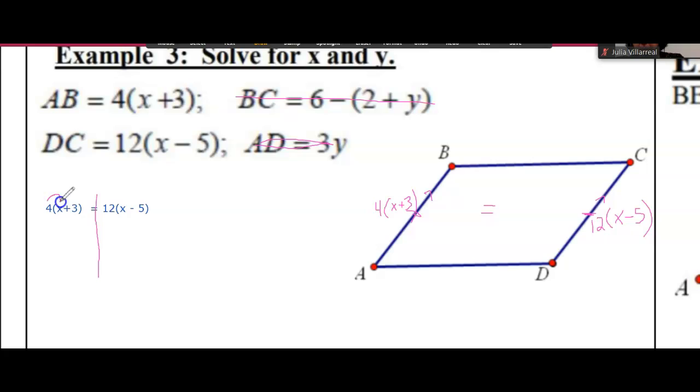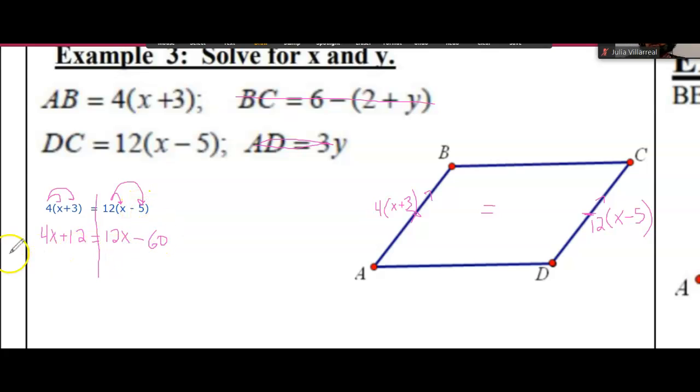Okay, so we're going to multiply 4 times x and then 4 times 3. So 4 times x is 4x. And then 4 times 3 is 12. So 4x plus 12 equals, now I'm going to do the other side, 12 times x is 12x. That's just the distributive property. And then 12 times negative 5 is negative 60.